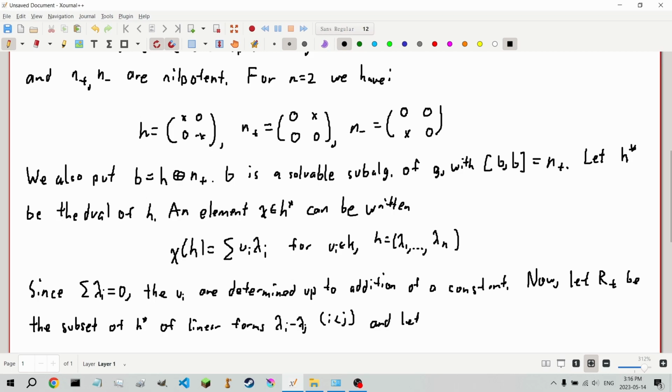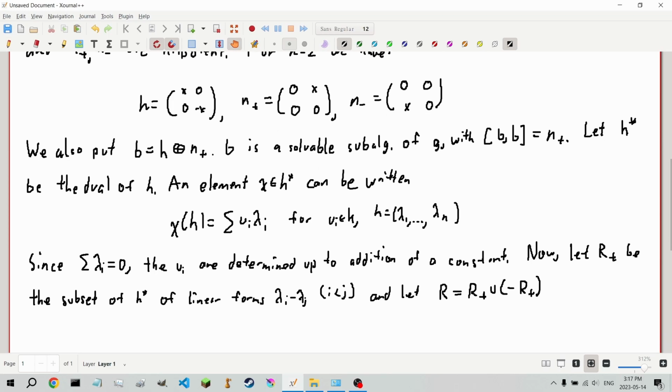And we're going to let R be the union of R positive and the negative of R positive. Keep in mind R positive is not like a subalgebra or anything, so we don't have that kind of structure on it.